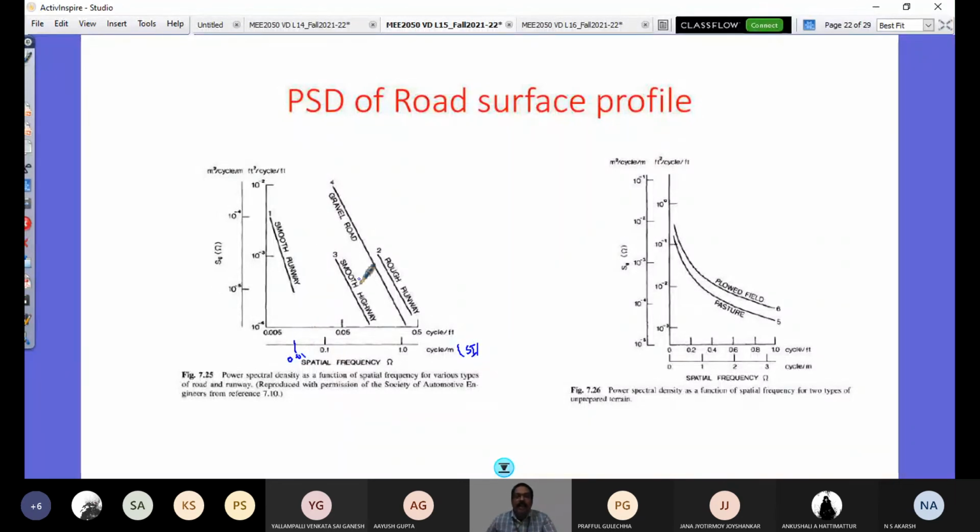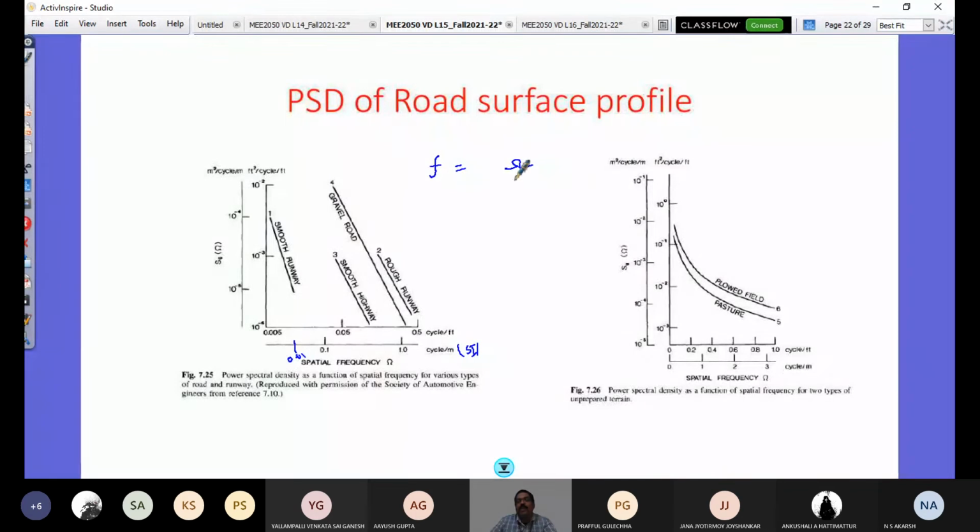And on the other hand, again, the number 3 and 4, smooth highway and gravel road. So gravel road accommodates a wider frequency range, and smooth highway again for this frequency range. So when I say smooth runway, it's a very low frequency here. So the spatial frequency. Let's first understand how you get the conversion of spatial frequency to temporal frequency.